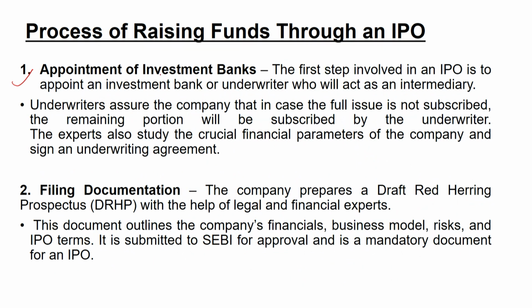So they first appoint the investment bank that is involved in the issuance of the IPO into the market, and this investment bank or underwriter works as an intermediary between the investor and the company. They assure the company that in case the full issue is not subscribed in the market, the remaining portion that is not subscribed will be subscribed by the underwriter or the investment bank. So this guarantees that the company will receive the required amount of financial resources in every case.